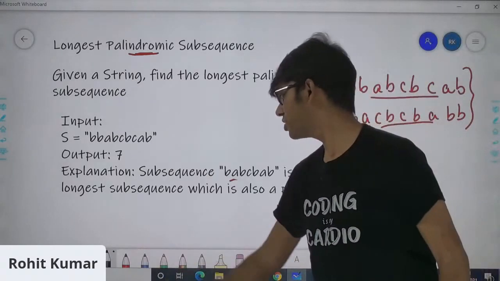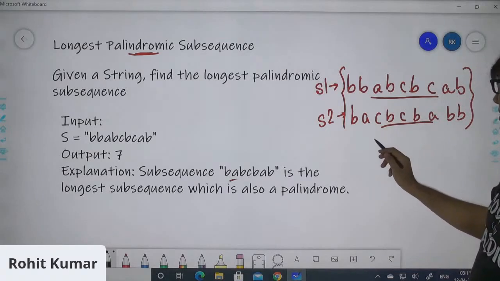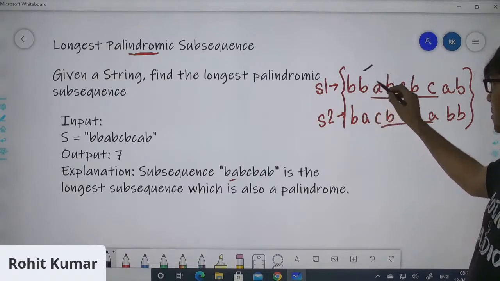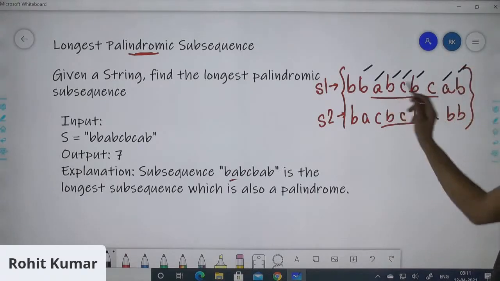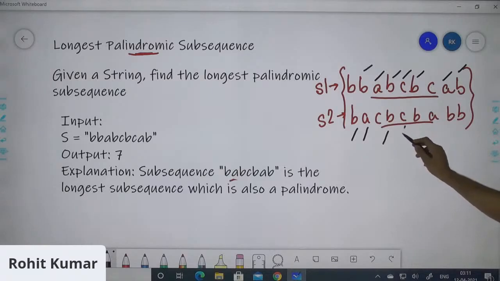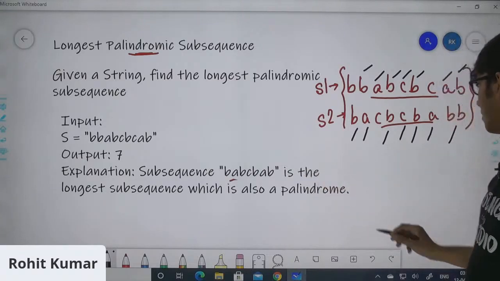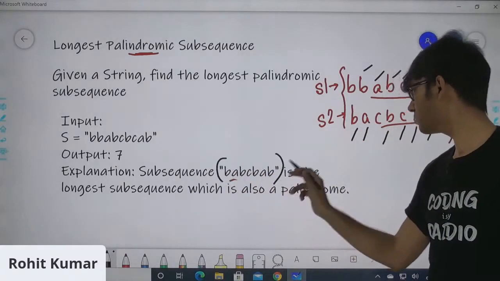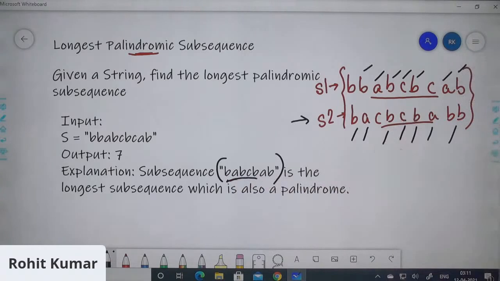For example, if you observe over here, we have B, A, B, C, B, A, B, right? Now, if you look over here, we have B, A, B, C, B, A, B, right? So there you go. We have already got the explained answer in our new string S2. This subsequence is also lying over here.